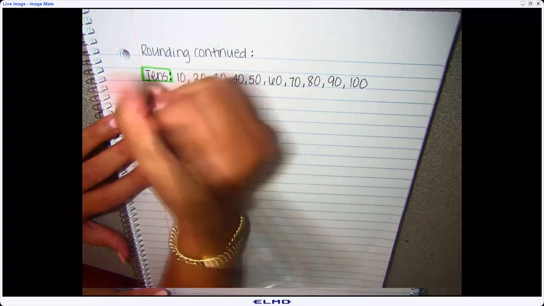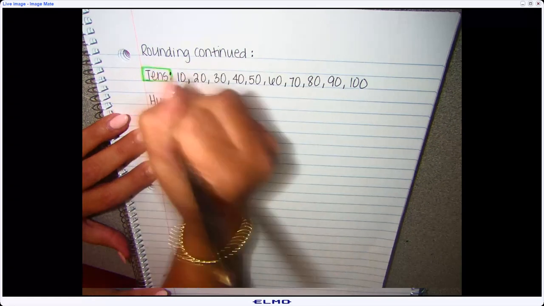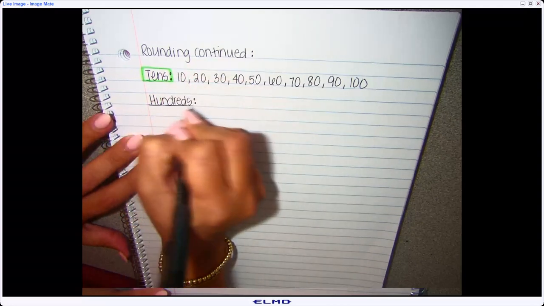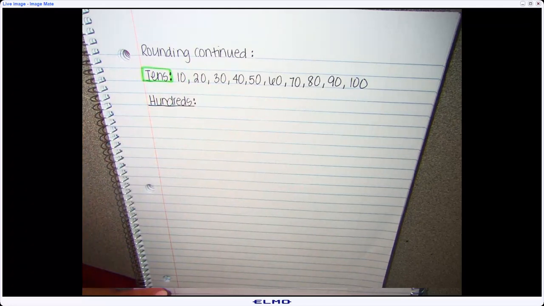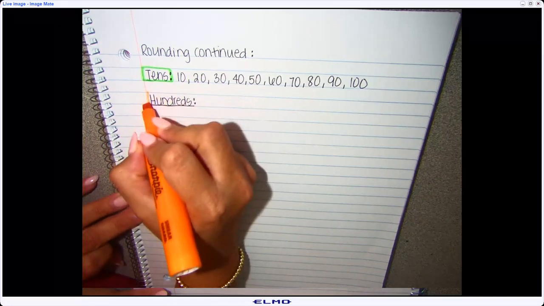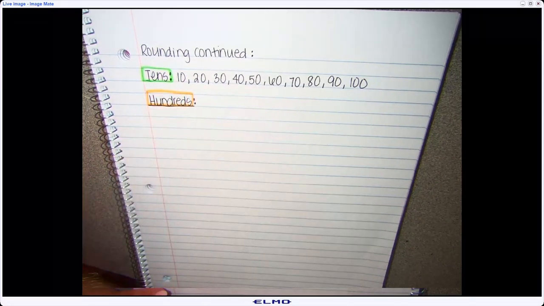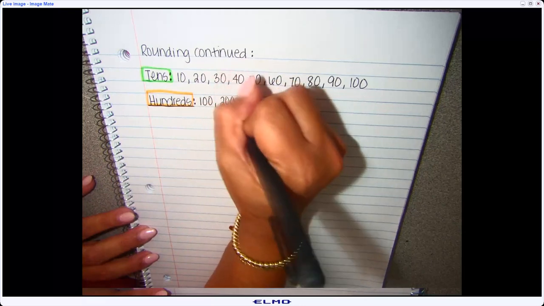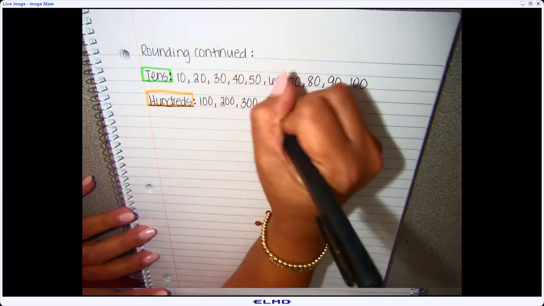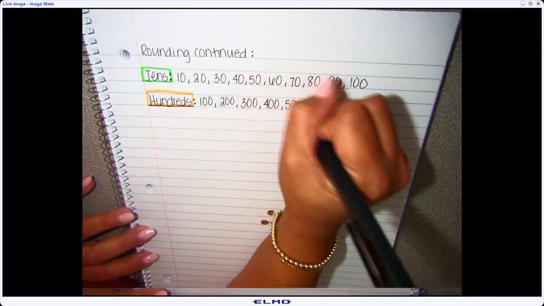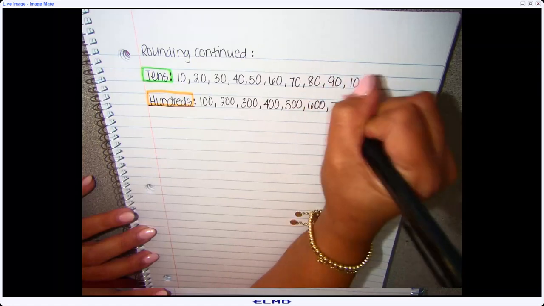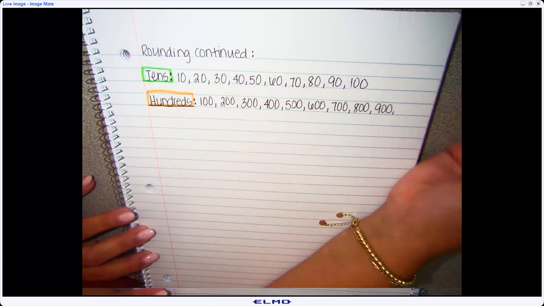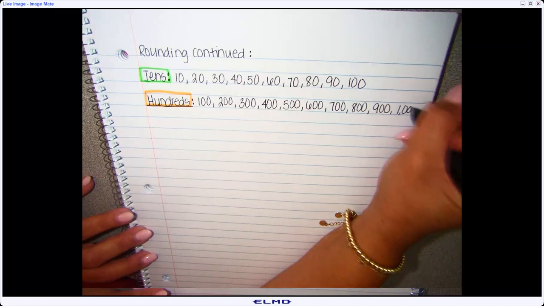If your problem asked you to round to the nearest hundreds place, that means that when I skip count, I'm going to have to skip count by how much? Hundreds. So that would look like 100, 200, 300, 400, 500, 600, 700, 800, 900, and if it was more than that, I would have to regroup.